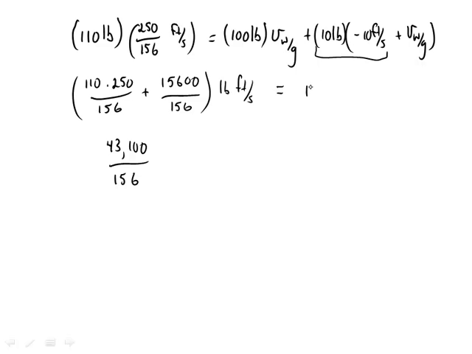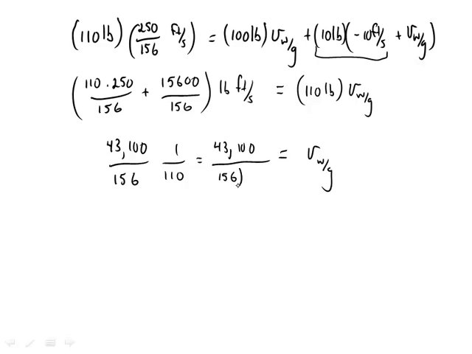All of that's going to equal 110 pounds times VWG. So just divide this by 110, and VWG equals 43,100 divided by 156 times 110. You'll notice the pounds will cancel out. So this will just be feet per second. This denominator is 17,160. And if I divide that into 43,100, I get 2.512 feet per second. So that's throwing the bricks one at a time.